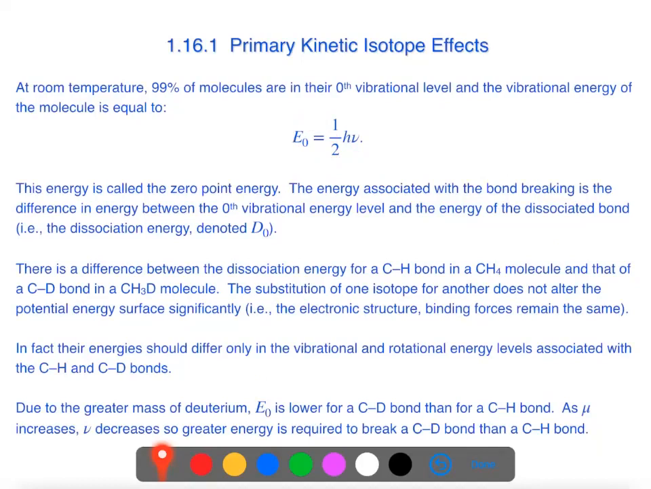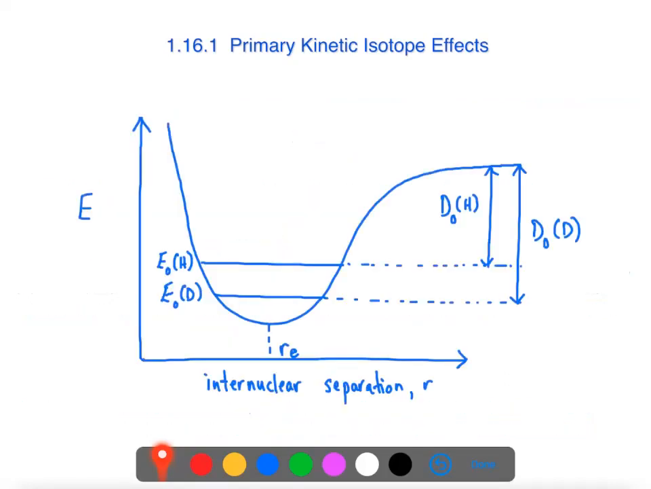So the energy associated with the bond breaking is the difference in energy between the 0th vibrational energy level and the energy of the dissociative bond, which we refer to as the dissociation energy, which is denoted D subscript 0. So in our figure, this is the dissociation energy for a carbon-hydrogen bond, and this is the dissociation energy for a carbon-deuterium bond. And again, it is the difference between the respective 0th vibrational level and the dissociative limit.